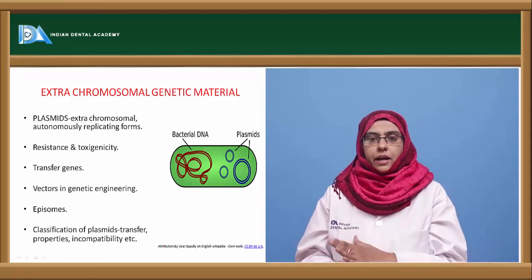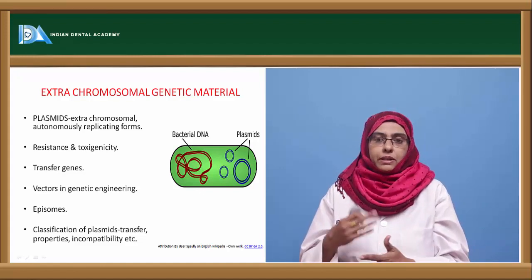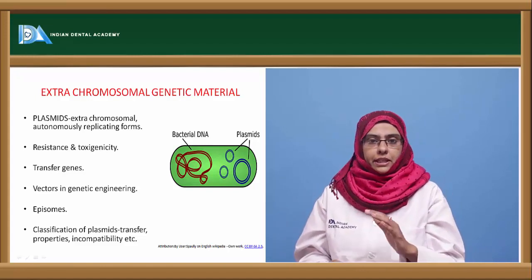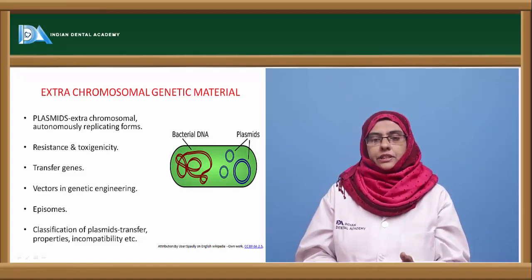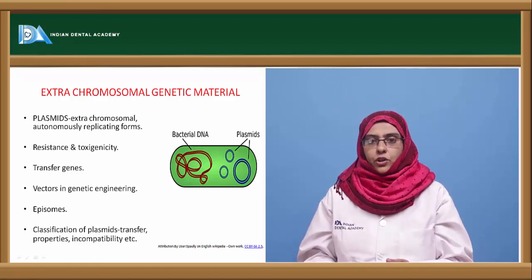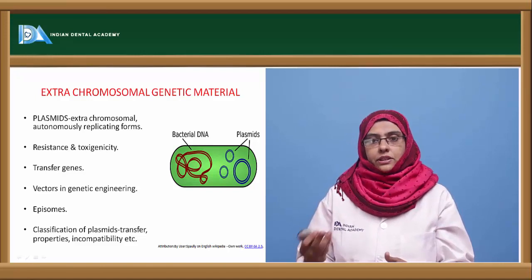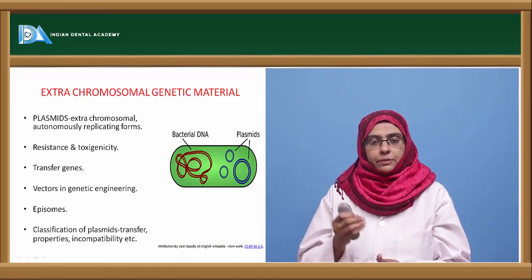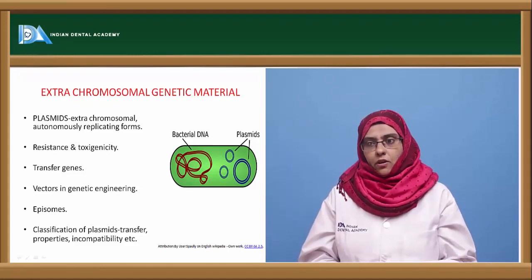So the presence or absence of plasmid will not affect the host to a great extent, but there are certain properties present on the plasmid that can be conferred upon the host, and these characteristic features are nothing but resistance and toxigenicity. Resistance towards different types of drugs, and toxigenicity means these plasmids produce certain types of antibiotic compounds that inhibit other closely related organisms.